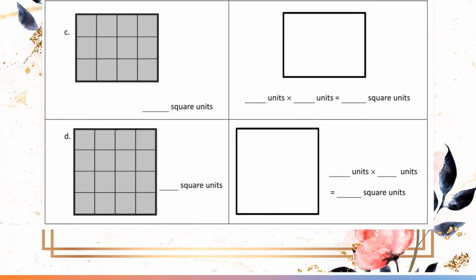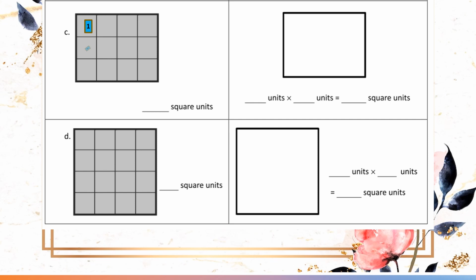Now, let's look at C and D. Now, C and D are basically the same. We're going to count the squares in our rectangular array first, and then go ahead and use the squares to label the area models. Okay, let's look at C first. Let's go ahead and start counting those squares.